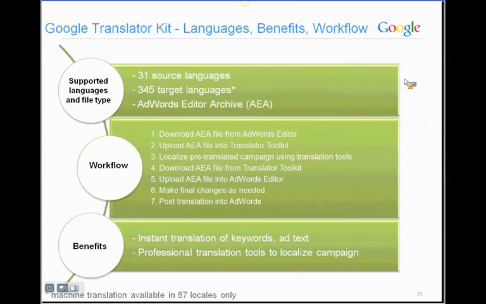There are 31 source languages and 87 target languages available for machine translation. The output is the instant translation of keywords and ad texts. To get started, just use the link in front of you.